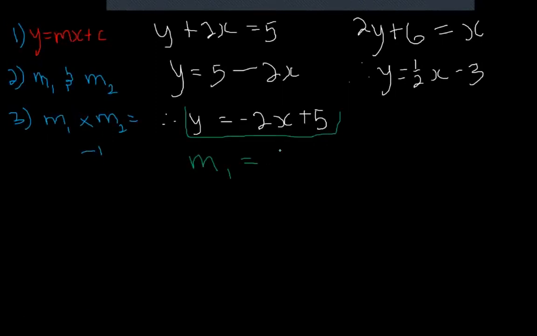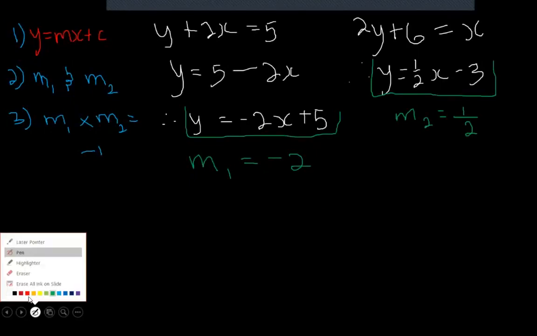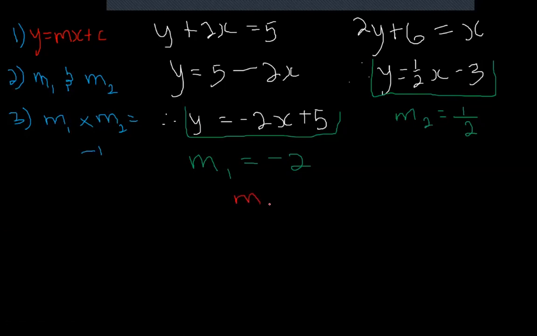Okay. So looking at this equation here, can anybody tell me what M1 is? Minus 2. Good job. And M2? A half. No, that's not a negative sign, it's just a half. All right. And the last step is to show if they are perpendicular. So M1 times M2. If they're perpendicular, then M1 times M2 would be equal to minus 1. So M1 is minus 2 times M2 is a half. And this is equal to minus 1.